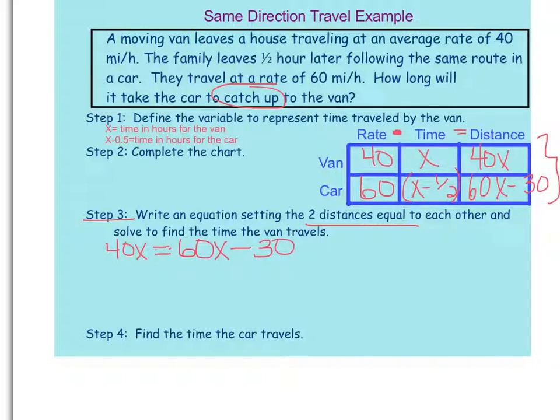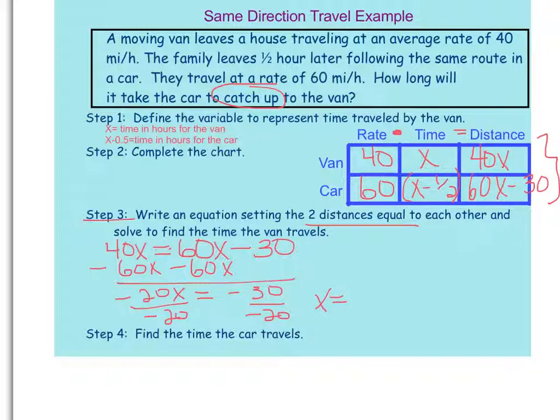And then we can solve our equation. So we get x equals negative over a negative is a positive. 30 over 20 reduces to 3/2. And that's the same as 1.5.